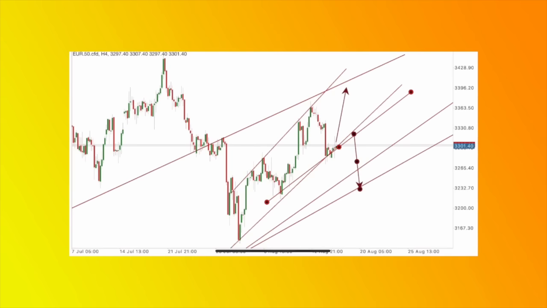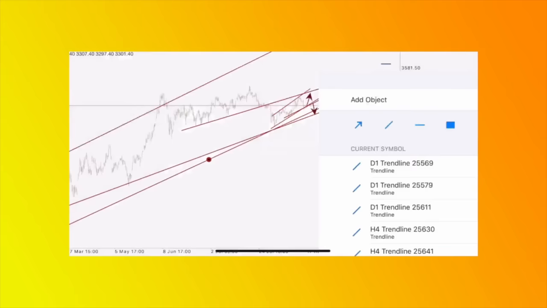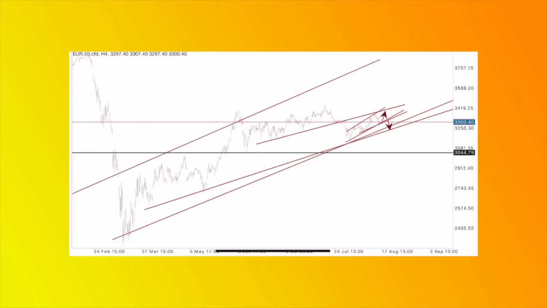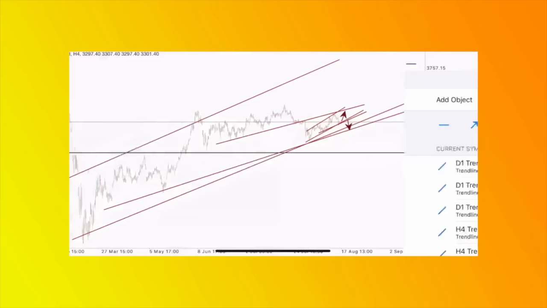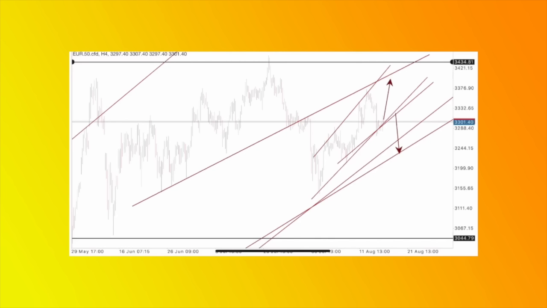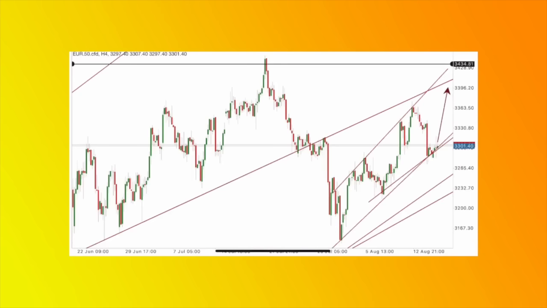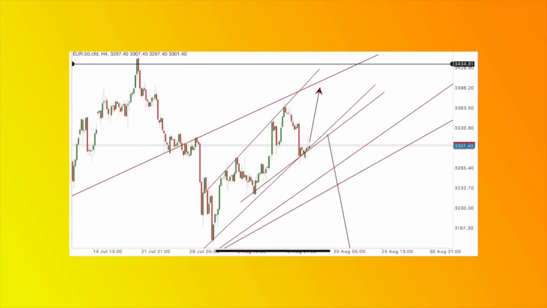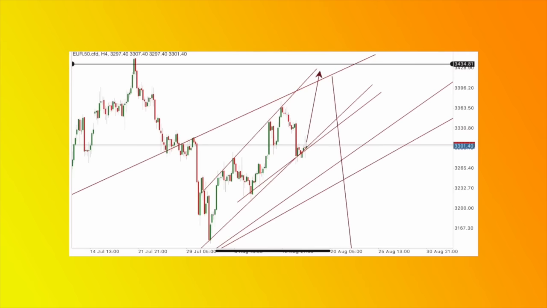So I can now draw levels in 4 hours. These are the levels that I'm seeing. That's one of the majority levels there. This is the other majority level here as well. So if we fail to break that level, I'm gonna be expecting sells till we get to this level down here. If we fail to break that majority level there, I'm gonna be looking for selling opportunities, pushing further down.